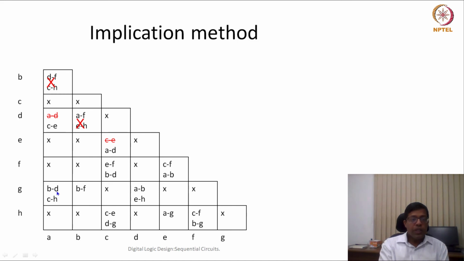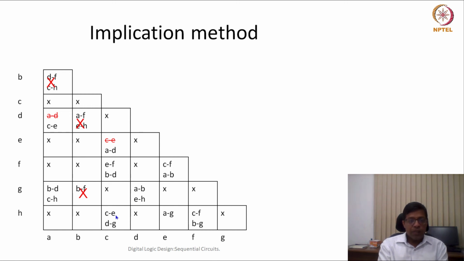Now let's look at B, D and C, H. B and D, yes, B and D is also crossed, so that means this G and A will also be crossed. So now look at B and F. B and F is not equivalent, so that means this particular cell is also not going to be equivalent. Now look at A and B. Because of A and B, we will cross this in the next iteration.